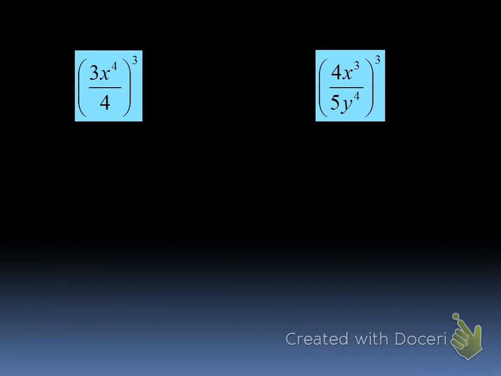All right, so the first one, cube top, cube bottom. Here's what I'm talking about with the work you need to show. I'm still going to show it just for the benefit of everybody. So 3x to the 4th to the 3rd over 4 to the 3rd. Then cube all 3 parts. So what's 3 cubed? 27. 3 times 3 times 3. X to the 4th to the 3rd gives you x to the 12, all over what's 4 to the 3rd? 64, okay?